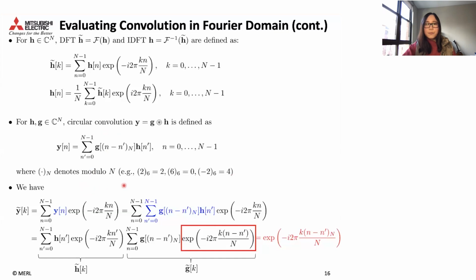And then we can show, just by these two lines of equations, that if we compute the Fourier transform of y, right? By definition, it is like this.